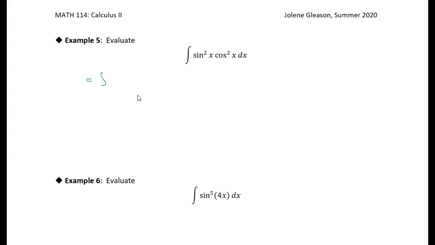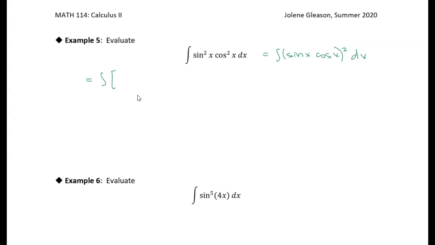I'm going to replace this sine squared x, cosine squared of x. That's the same as writing sine of x, cosine of x squared dx, right? And I know I can replace sine times cosine with 1/2 of sine of 2x. All right, so let's just do that.